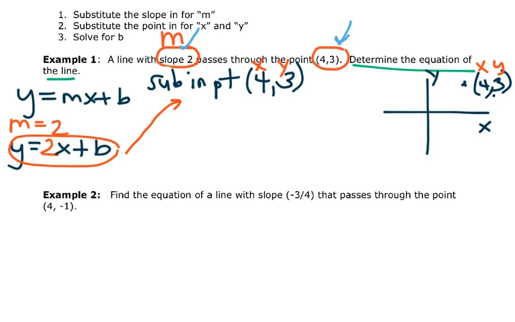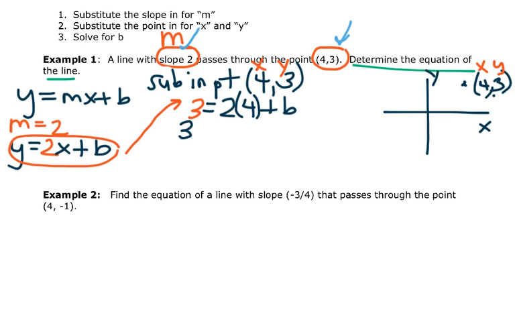So instead of y, what can I write? Well, I can write 3. And then I've got equals 2. Instead of x, what can I write? 4, but let's look at 2 times 4, so I'm going to put brackets. Then plus b. So now we are going to simplify and find b.